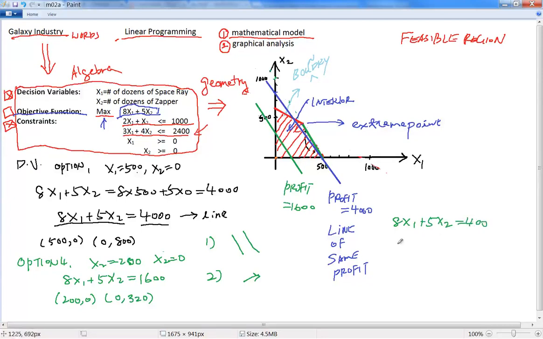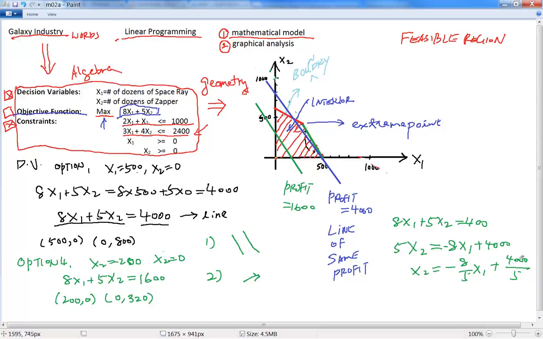So in this case, x2 is what is commonly denoted as y instead of x. So it will be plus 4,000. And then if we divide both sides by 5, it will become... So we call this way to write the same equation the slope-intercept format.